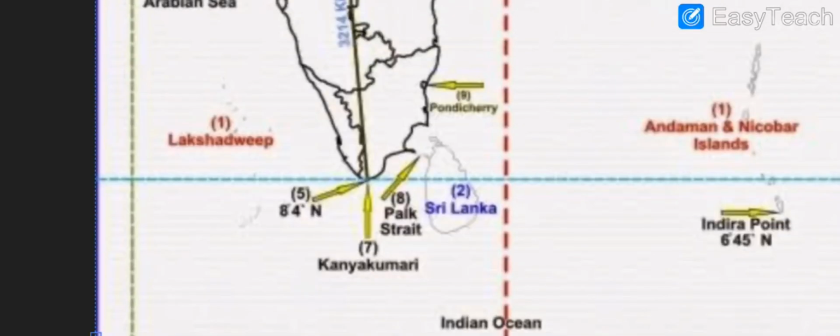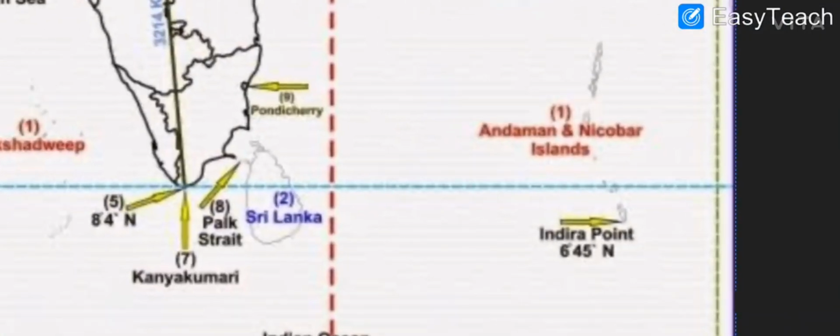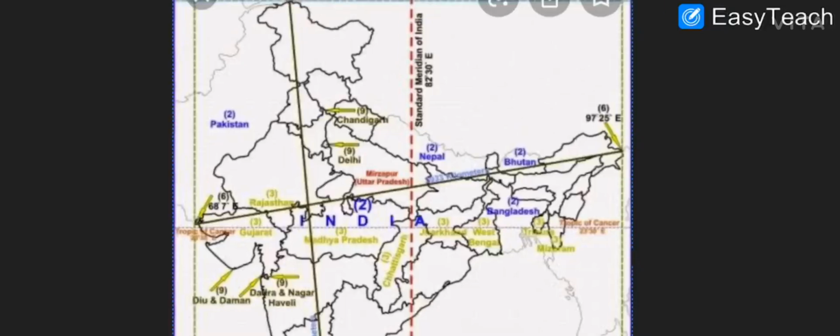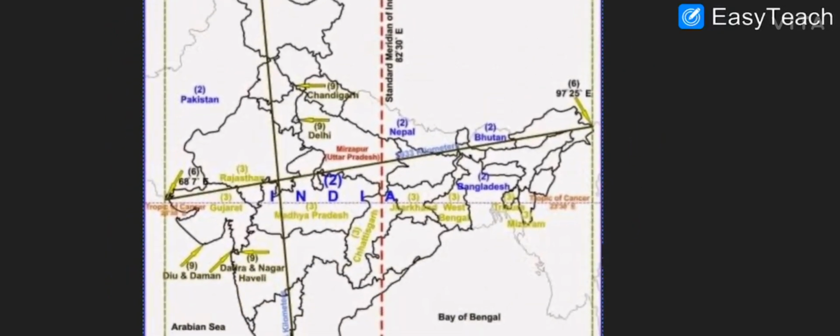Kanyakumari is the southernmost point of the Indian mainland, and Palk Strait. Can you see this? It is a narrow channel of sea, not land. Now you can see Indira Point here, the southernmost point of the Indian Union. Andaman and Nicobar Islands, Lakshadweep Islands, Sri Lanka. Here Bhutan, Bangladesh, Nepal, Pakistan, the neighboring countries you can see clearly.